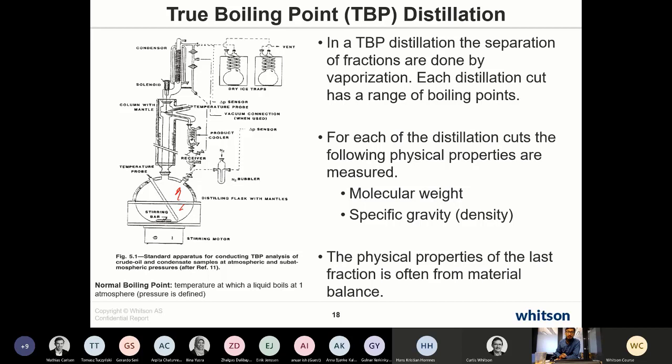And so you measure the physical properties, molecular weight and gravity, and the physical properties of the last fraction, the residue, are often obtained from the material balance. And you can see why you need more volume. True boiling point distillation requires a large volume of sample, because you want to do the physical distillation of the entire sample and measure the physical properties of each individual cut.